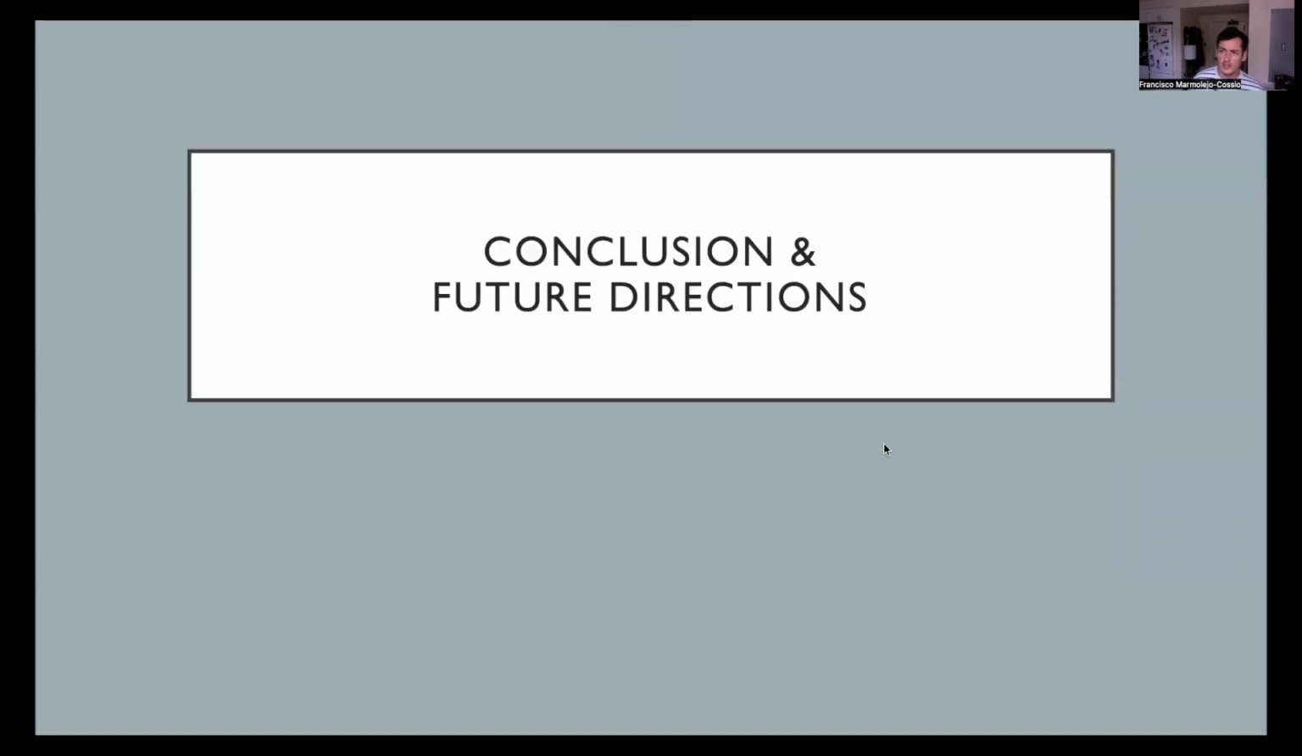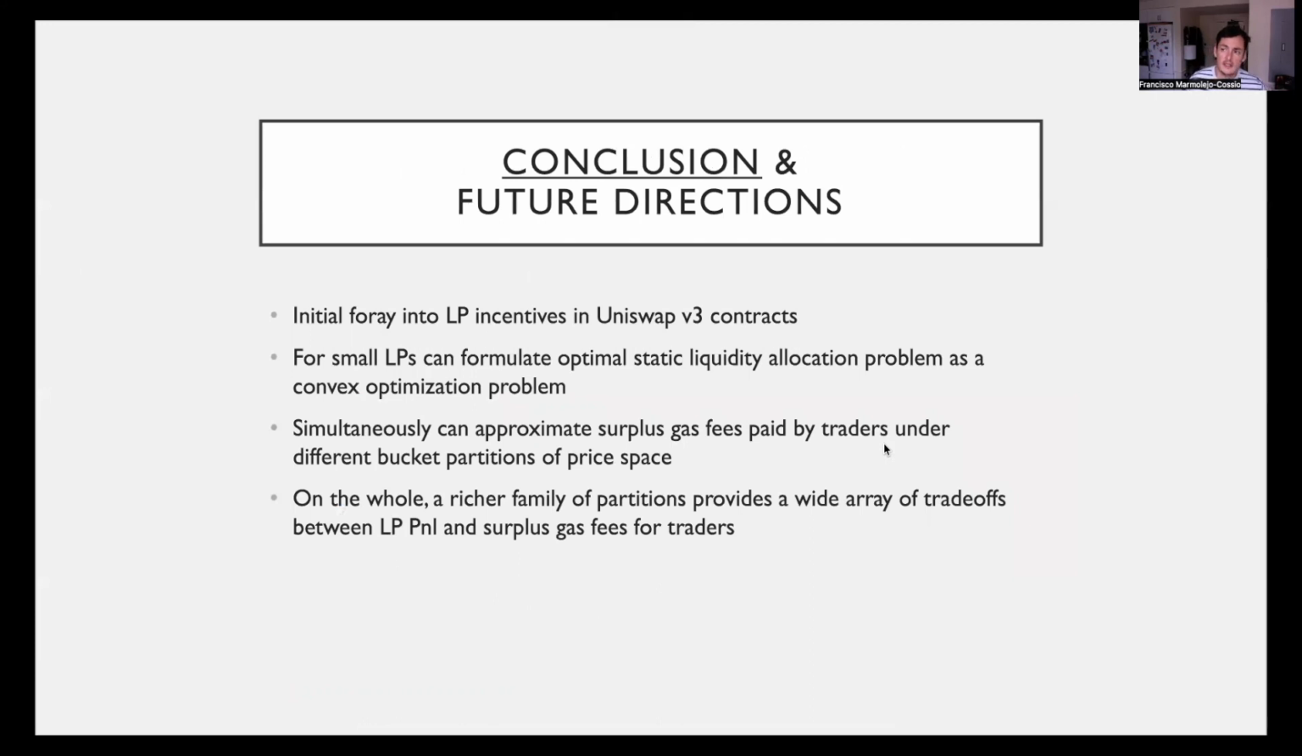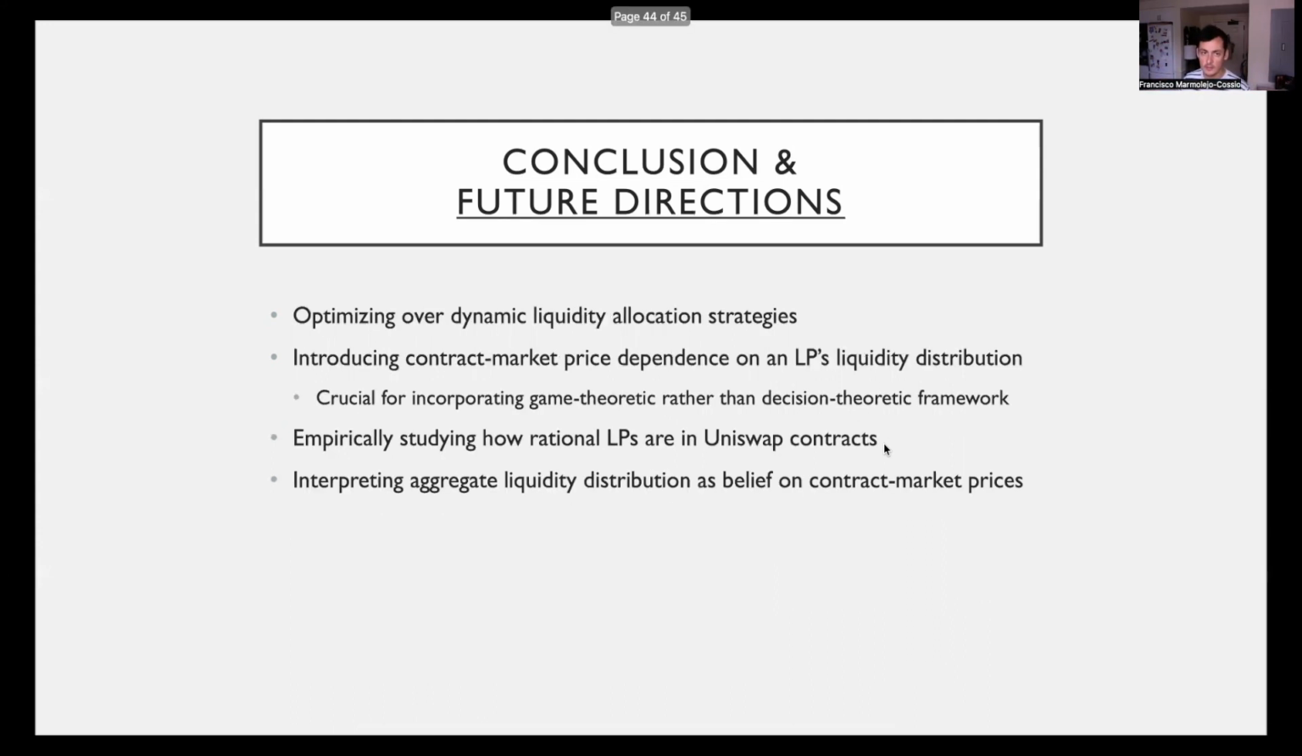And so to just conclude this talk, I'll give an overview of what we covered and talk about some future directions. So again, this is an initial foray into V3 contracts and liquidity provider incentives. And what we've done is we formulated a static optimization problem for small liquidity providers, while also simultaneously looking at the surplus gas fees that are paid by traders under different partitions. So the big takeaway mostly is that a richer family of partitions gives us a much richer family of trade-offs between liquidity providers and traders in this static context.